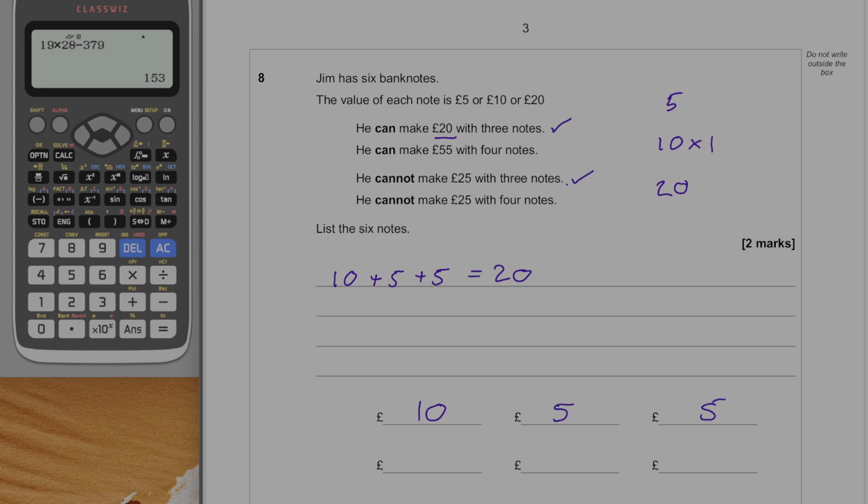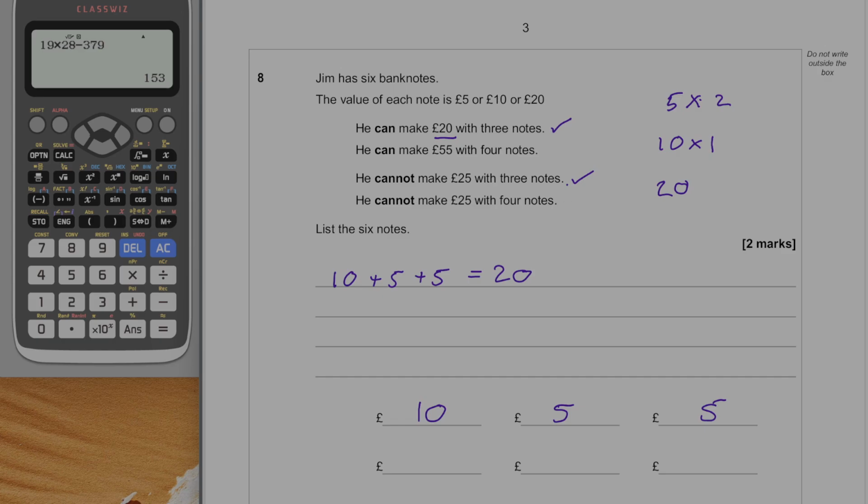And then the next criteria I'm going to look at is this one, I think. So he cannot make £20 with 4 notes. So that's implying that we can't have another £5 note. So we're done there as well. So we've got to have 2 there.